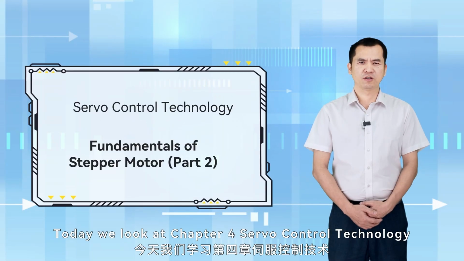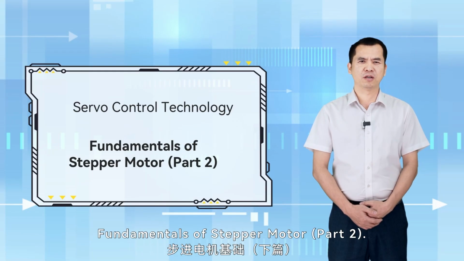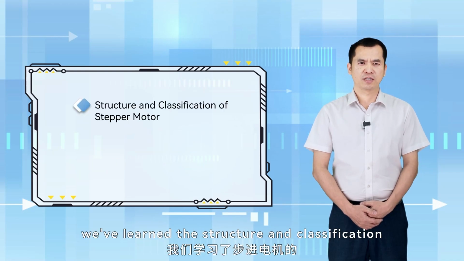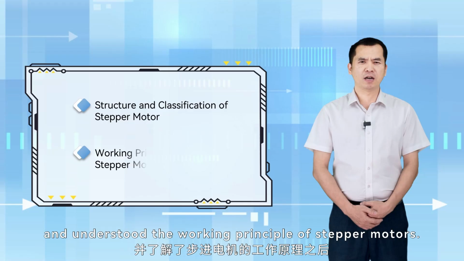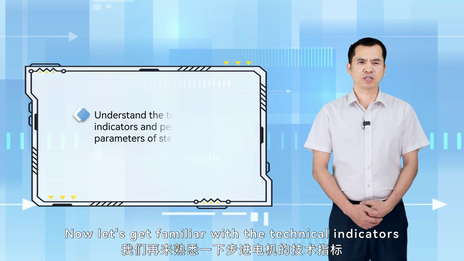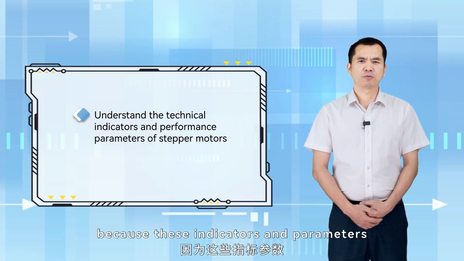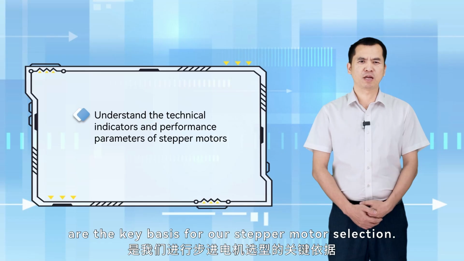Today we look at Chapter 4 Servo Control Technology, Fundamentals of Stepper Motor, Part 2. In the last lesson, we've learned the structure and classification of stepper motors and understood the working principle of stepper motors. Now let's get familiar with the technical indicators and performance parameters of stepper motors, because these indicators and parameters are the key basis for our stepper motor selection.